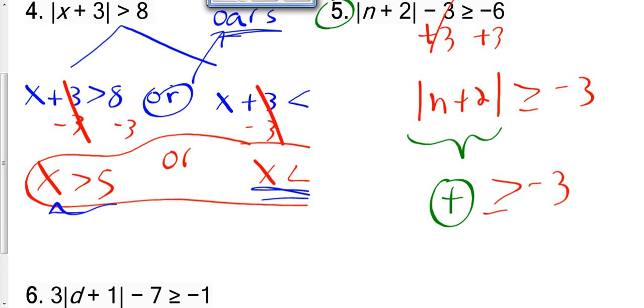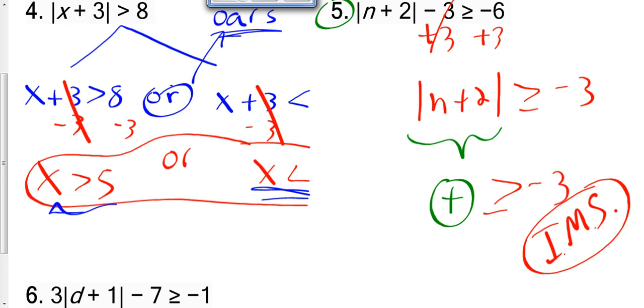Is any positive number greater than negative 3? So is there any situation where this is not going to work out? No, this is always going to work out. Always working out, not never working out. If it always works out, what do you think the answer is? Negative 5 is less than or equal to n, and n is less than or equal to 5.